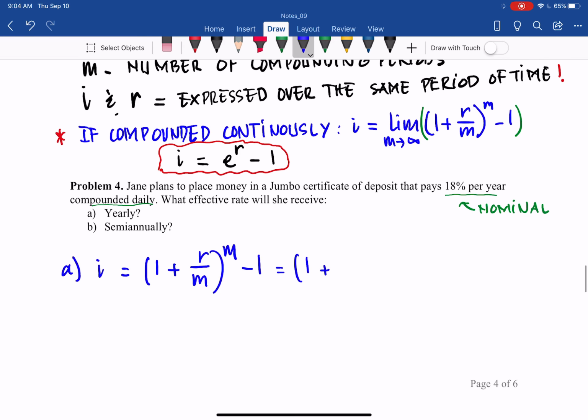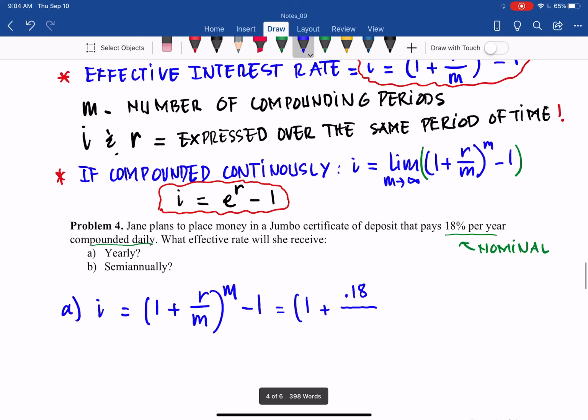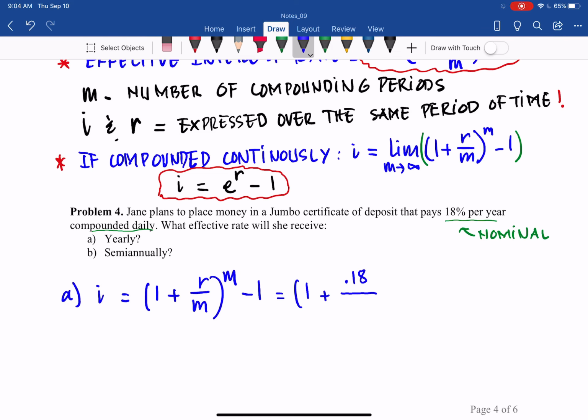So we can apply that as 0.18, because it is spread over the same interest period. Divide by M, the number of compounding periods. It compounds daily, and we talk about years, so the number of compounding periods is 365. This is compounded daily for 1 year, 365 times compounding. Power M, 365, and minus 1.